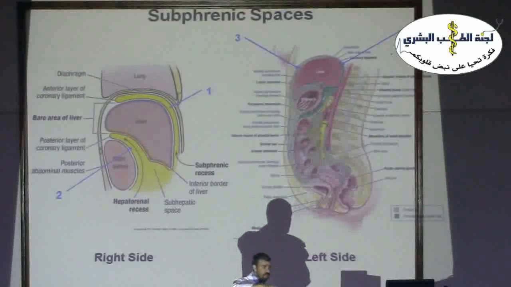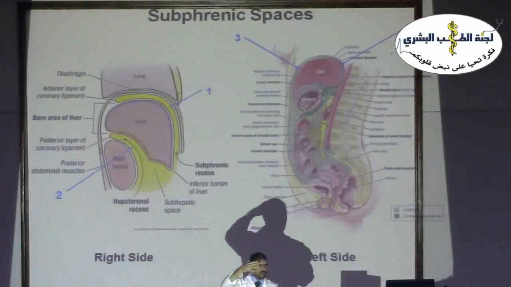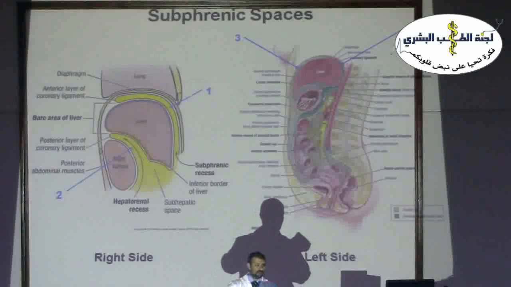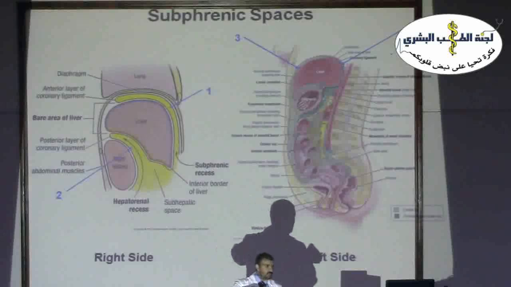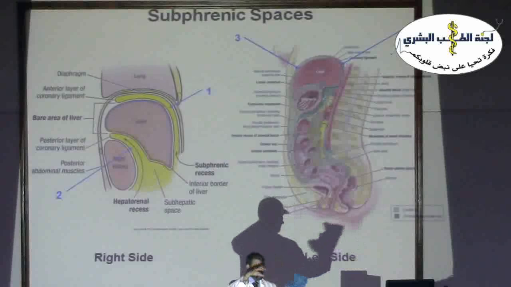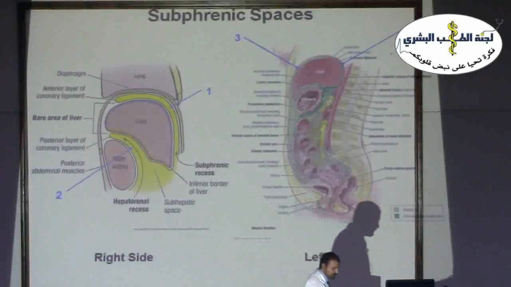The 2 anterior ones will be between the liver and the diaphragm. The 2 posterior ones, superiorly they will be between the liver and the diaphragm, but inferiorly they will be between the liver and another organ located there. On the right side, for example, there is the right kidney. On the left side here, the stomach. So these 4 recesses of the peritoneal sac surrounding the liver, we will name them the subphrenic spaces.